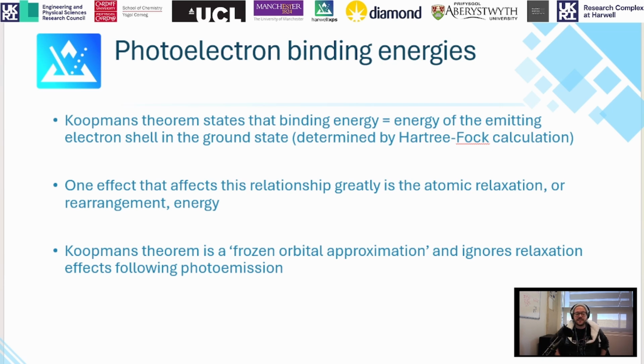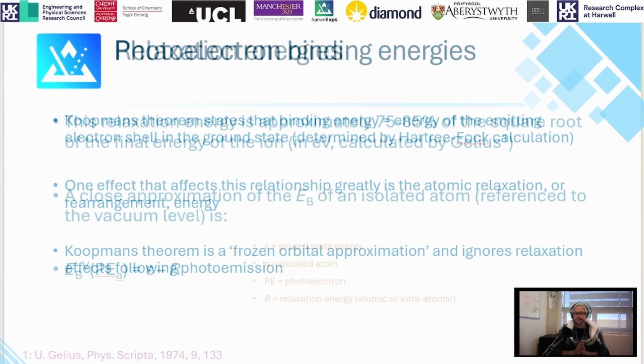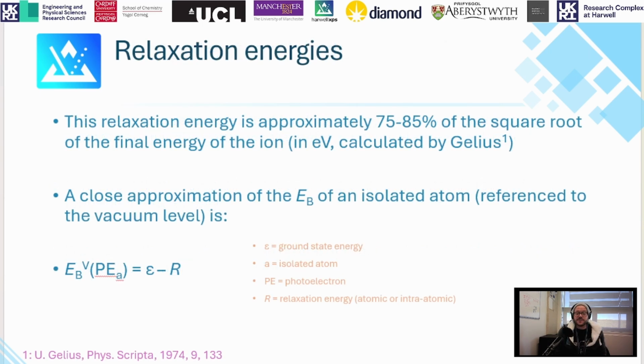So it is something that does influence XPS energies and plays a crucial role in understanding the Auger process and why we get the energies that we do. So a good approximation of this relaxation energy is around 75 to 85% of the square root of the final ion energy. But if we want to look at this in more detail, it's helpful to first consider a completely isolated atom, and then reference to the vacuum level.